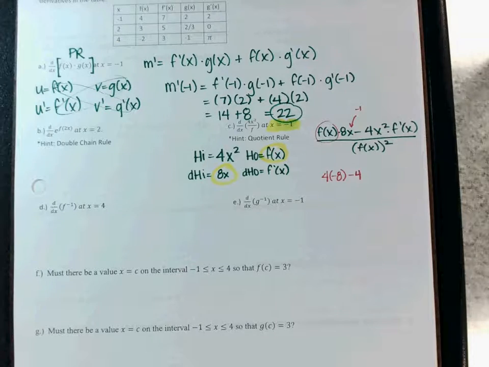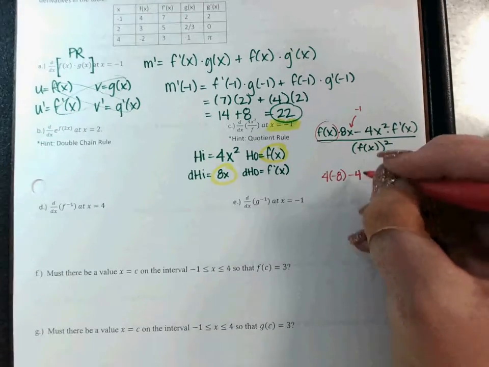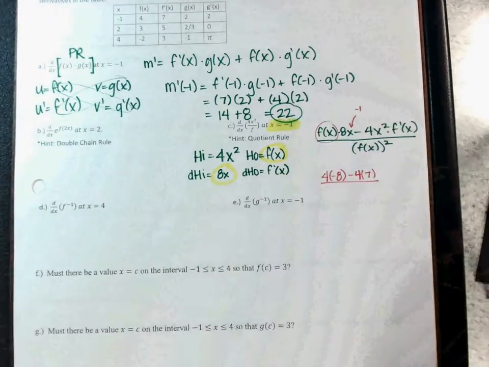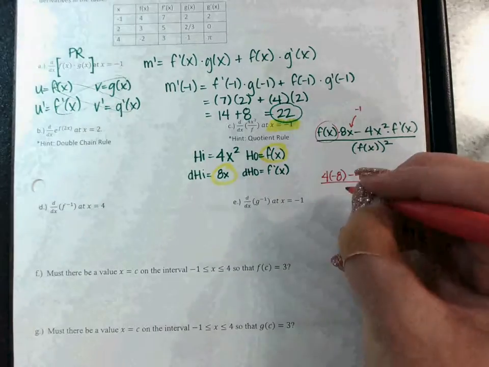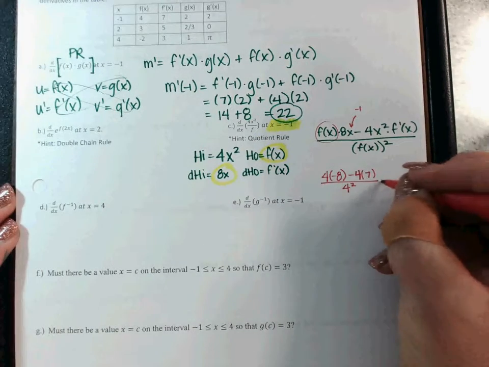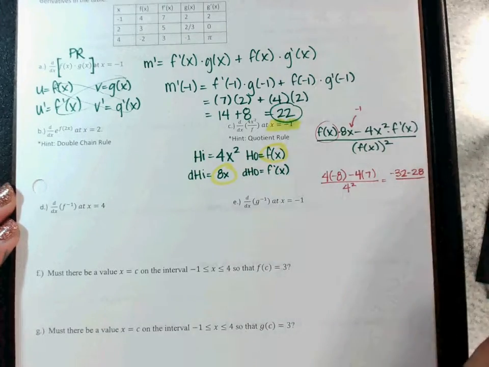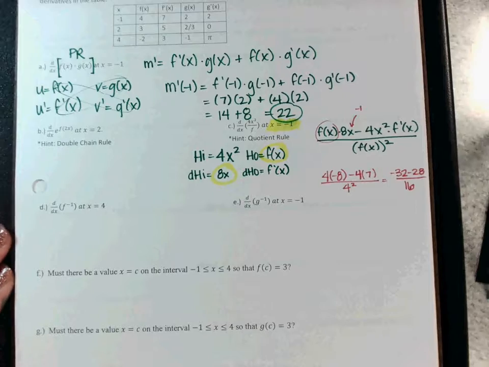Okay, then what's f prime of -1 for that second part? It would be 7, good. And then divided by f of x squared, f would be 4 squared. Okay, so then that'd be -32 minus 28 over 16. What is negative 32 minus 28 more?